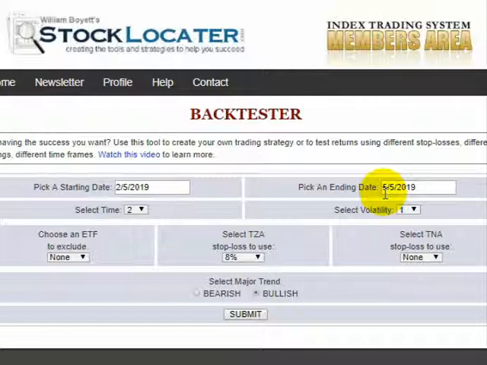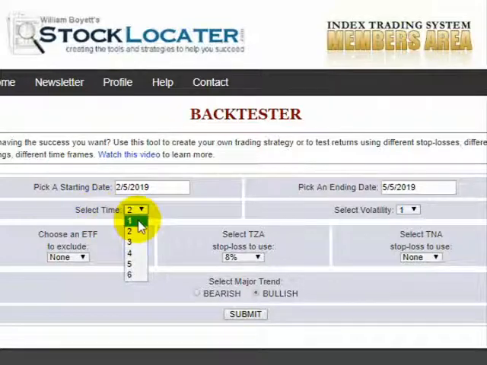That's when the ETFs TZA and TNA first came out, and we're using those ETFs in our backtesting to show you the results. We use their daily closing prices to determine if settings are profitable. All right, so you can set any time frame that you want over here, and then you can choose any of our settings.